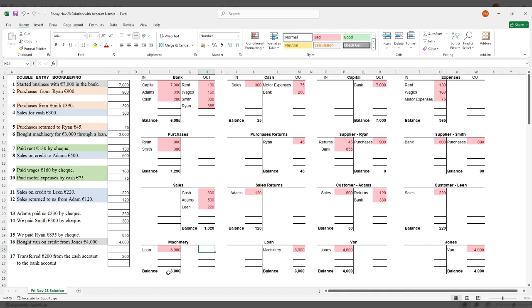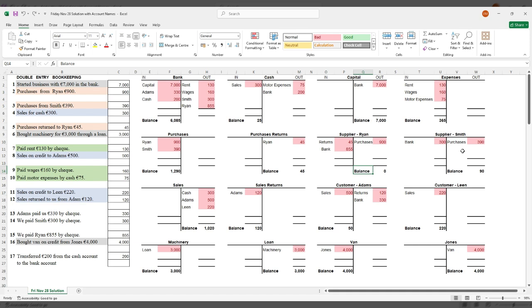And basically, one like Ryan's: we bought 900, we returned 45, we paid 855. Hey, we don't owe Ryan anything. Again, that doesn't matter there. I should have deleted that one. Well, there's no balance on it. It doesn't matter if you leave that balance in or not, either side. Just leave it blank.